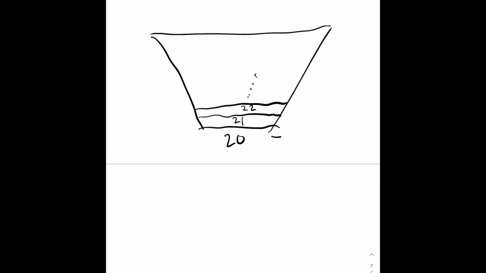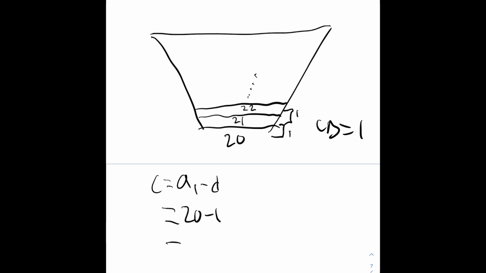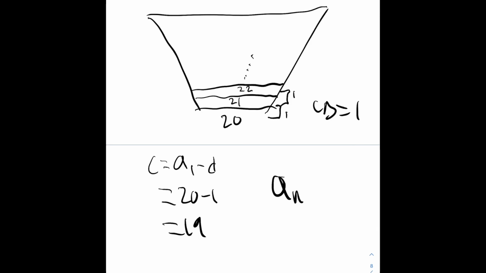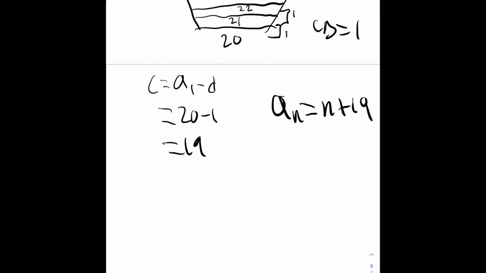So we can form an arithmetic sequence because our common difference is 1. It's increasing by 1 each time. My first row I know has 20. So if I'm looking to finish my formula, I'm going to say 20 minus 1, so I'm going to start with 19. So my formula is going to be n plus 19. Again, n is increasing by 1. If we need to find the 20th row, we'll plug it in. 20 plus 19 is going to give us 39.